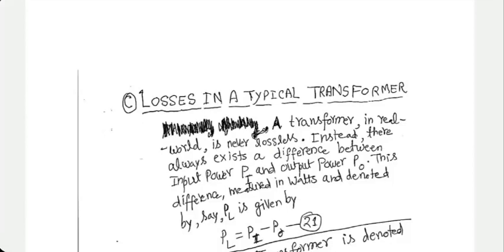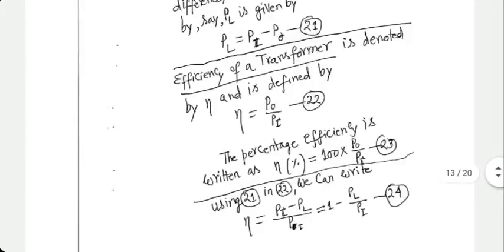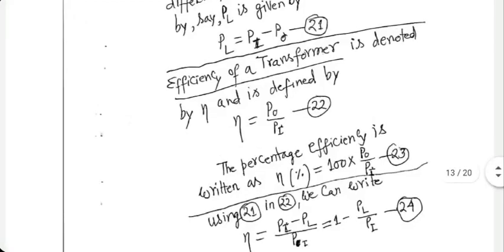Obviously, common sense tells you that input power minus lost power will be output power. That is true for any gadget in the world, right? So lost power in watts, PL, is input power in watts minus output power in watts. Simple equation. Efficiency is PO divided by PI, output power divided by input power. Percentage efficiency is obviously 100 times that. You can put the value of PO as PI minus PL and come up with another equation, which is equation 24, for defining the power efficiency of the transformer.